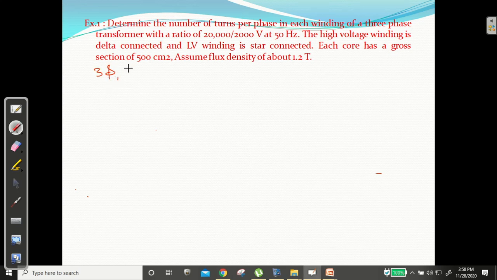The three-phase transformer voltage ratio is 20,000/2000 volt, 50 Hz. The high voltage winding is 20,000 and the low voltage winding is 2000. The high voltage winding is delta connected, and the low voltage winding is star connected.